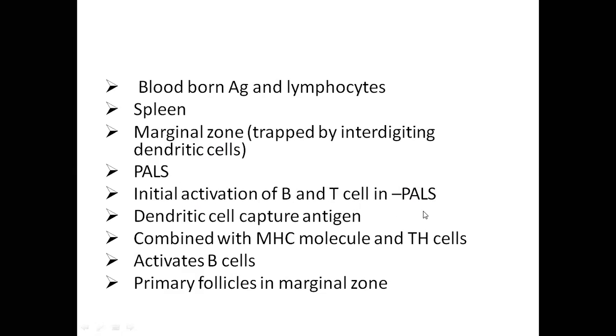And once they get activated, what will happen? The dendritic cell captures the antigen, and then it follows the same method which it followed before in the other organs. It gets combined with the MHC molecule, and then the TH cells get activated, leading to activation of the B cells in the primary follicles and marginal zone. So this is how it works in the spleen.